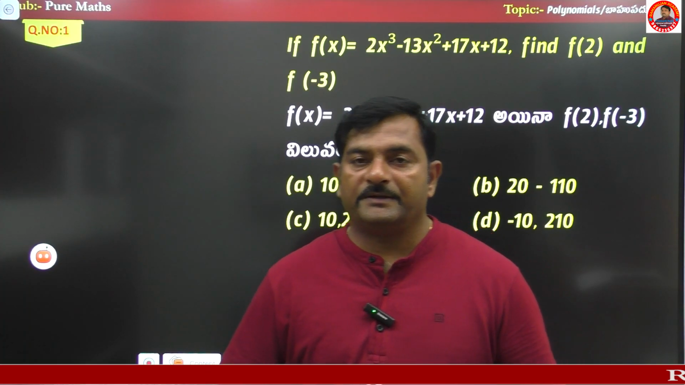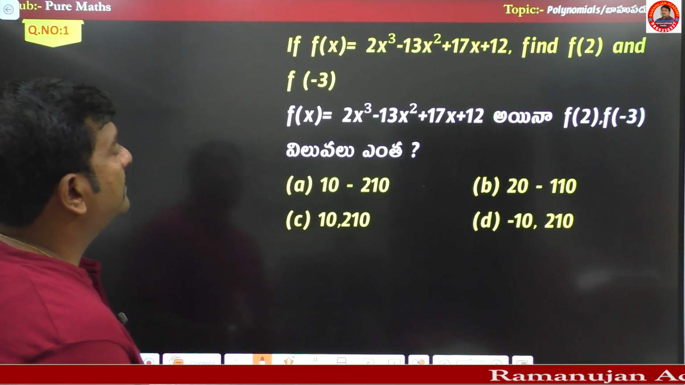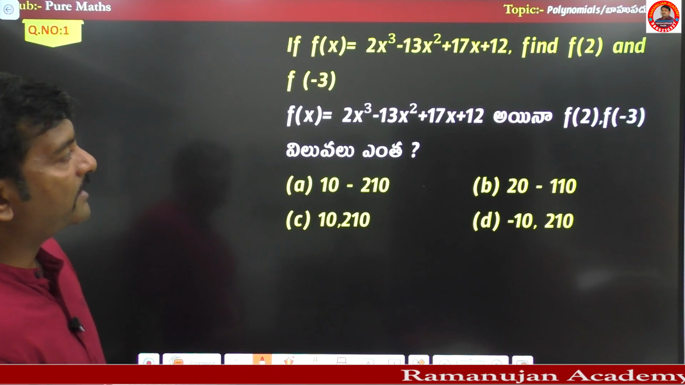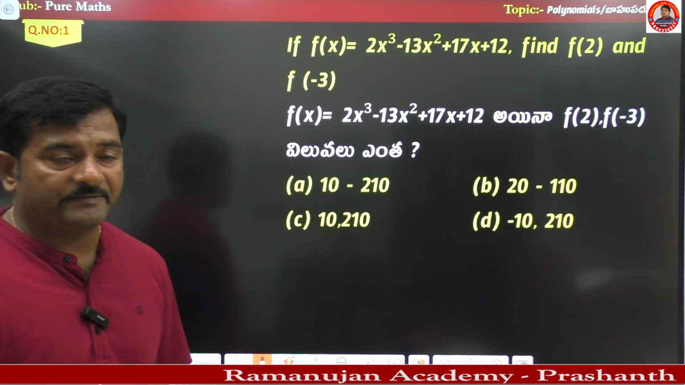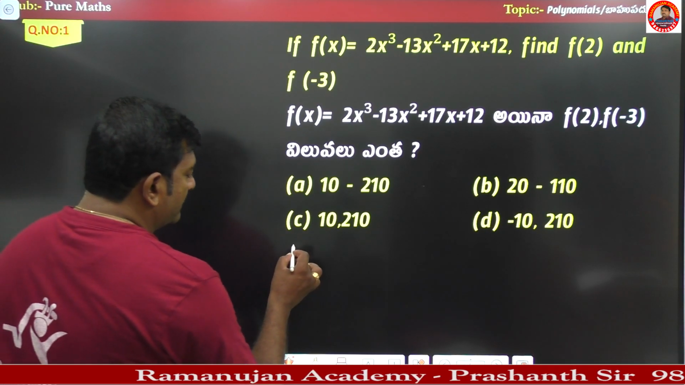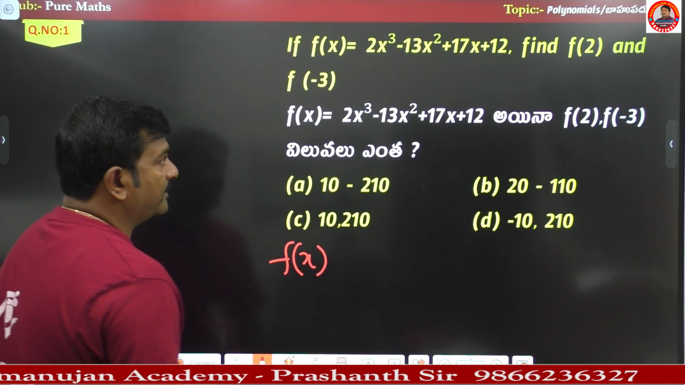So now from this video onwards, we are going to discuss some different questions. f of x equal to some polynomial is given. He asked to find out the f of 2 value and the f of minus 3 value. Remember one thing, an f of x polynomial is given.